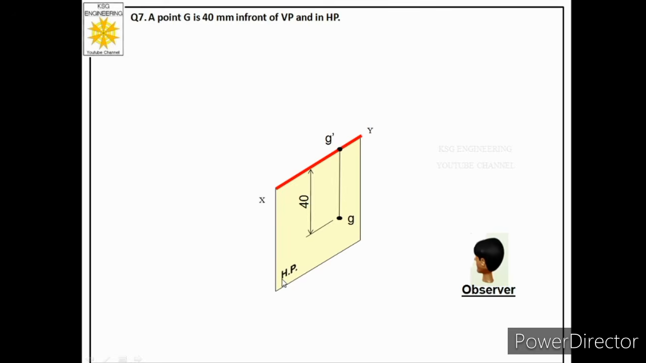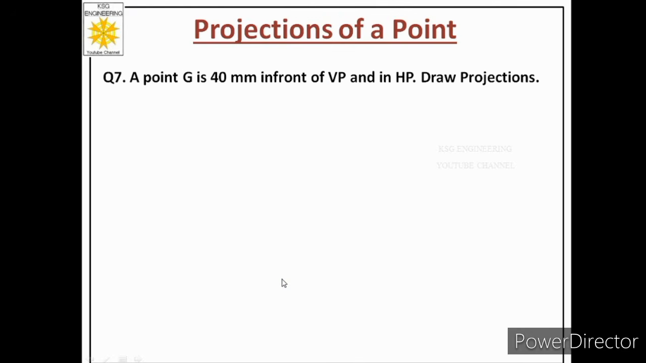Now let us see how we can attempt this question on paper. So he says a point G is 40 mm in front of VP and it is in HP, draw projections. So from the previous slide of quadrant system, we have learned that in this case HP will be represented below the reference line, because after rotation HP will move down. So you see what we did, we have drawn reference line and space below the reference line is mentioned as HP. After that, we will mark a reference point on that line.